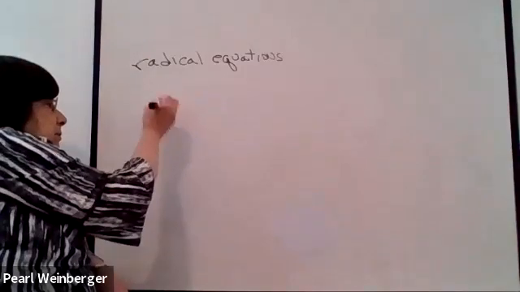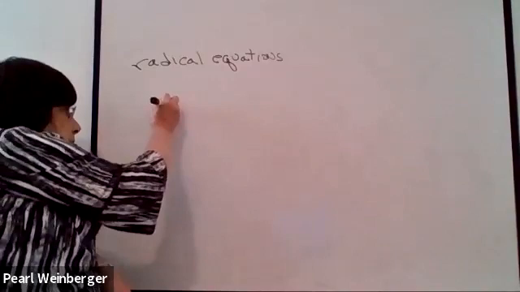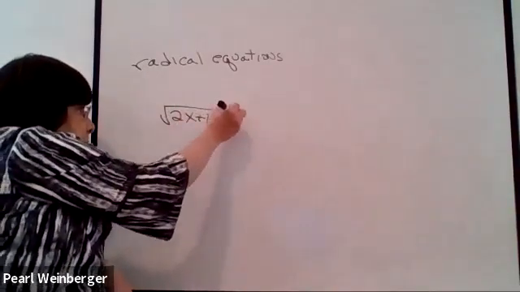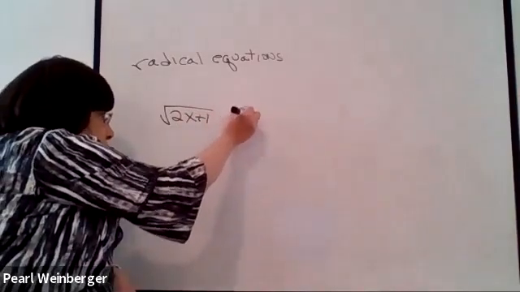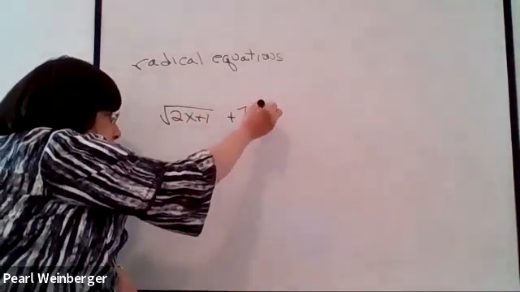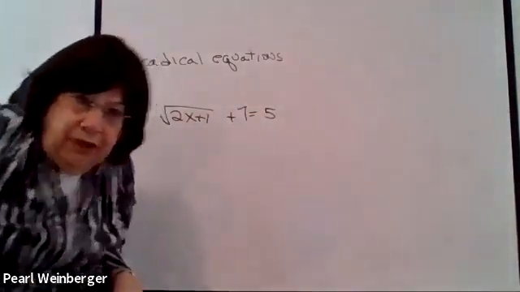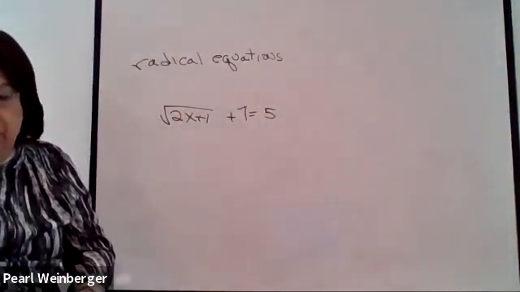What if I had something like this? The square root of 2x plus 1 plus 7 equals 5. Okay, I'm going to give you a minute to try that on your own, and then we'll do it together.